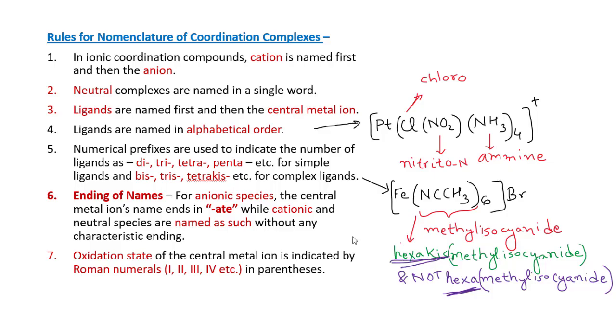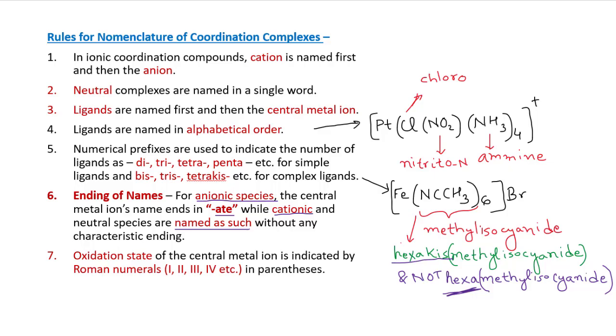Okay. Now moving on to the sixth rule. It says that where there are anionic species, with an anionic central metal atom, their names end with ate, while for cationic species, if the central metal ion is cationic or a neutral species, they are named as such without any characteristic ending.